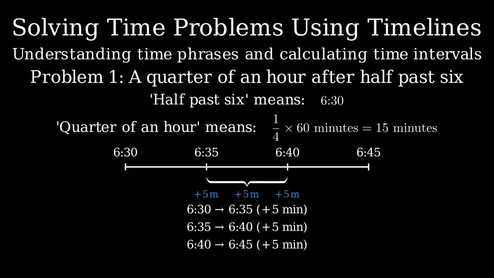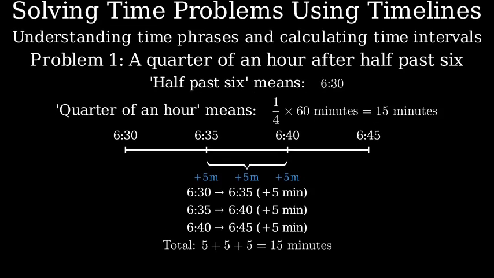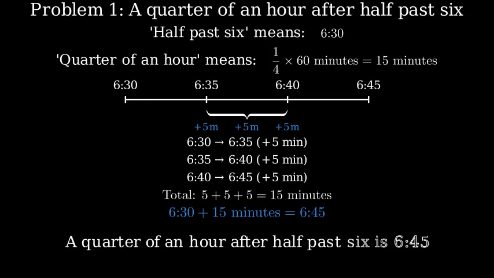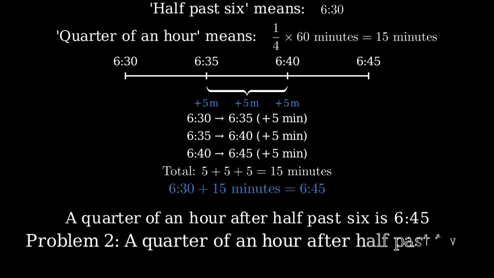Now, let's add up our jumps to see the total time we've added. 5 minutes plus 5 minutes plus 5 minutes equals 15 minutes, which matches our quarter of an hour requirement. So, a quarter of an hour after 6:30 is 6:45. Let's try another problem. What time is a quarter of an hour after 2:30?